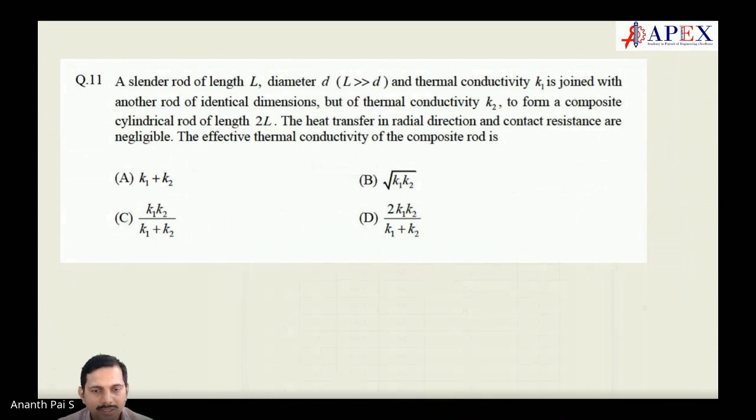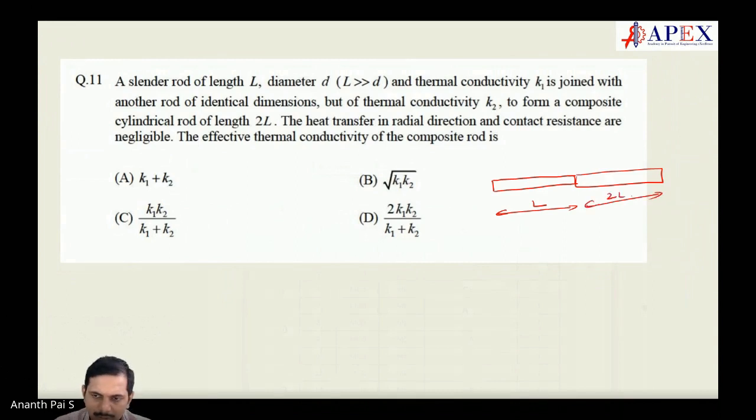So what is here? There is one rod. There is another rod here. Keep in mind there will be a negative mass. All of the same diameter, right? So this is length L to form a composite rod of 2L, right? Composite rod of 2L, that is L plus L, right? The heat transfer in the radial direction and contact resistance are negligible. Effective. So this is K, this is K.